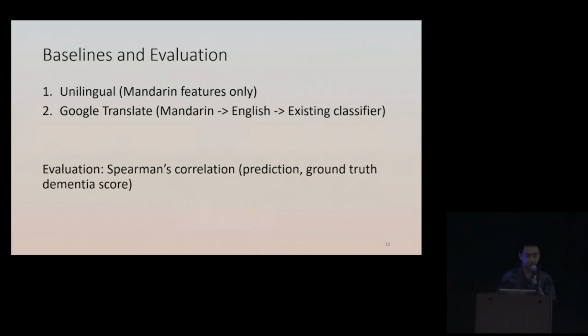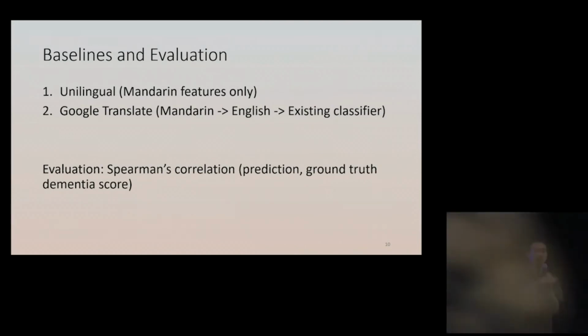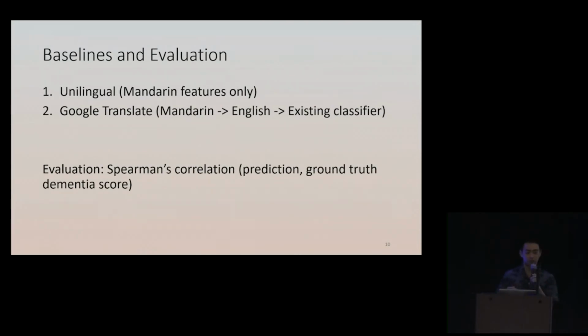Now let's talk about some baselines and evaluation. So we have two baselines. First of all, we have the monolingual baseline, which uses only Mandarin features. So just use Mandarin data and don't look at the English data and train a classifier. That's the monolingual baseline. And second of all, we have the Google Translate baseline, which is take the Mandarin text, use machine translation, get an English text, and feed that into whatever existing classifier you have for English. So those are the two baselines. And for evaluation, we evaluate on the Spearman's correlation between the prediction of the model and the ground truth.